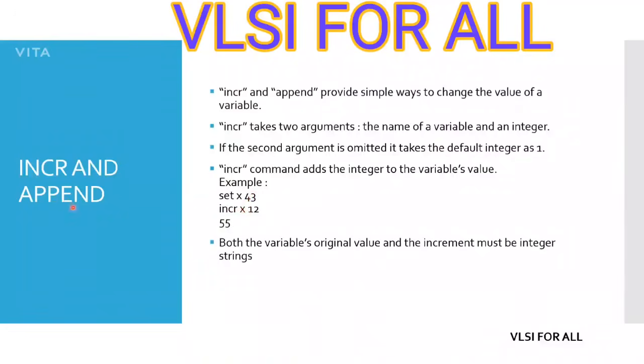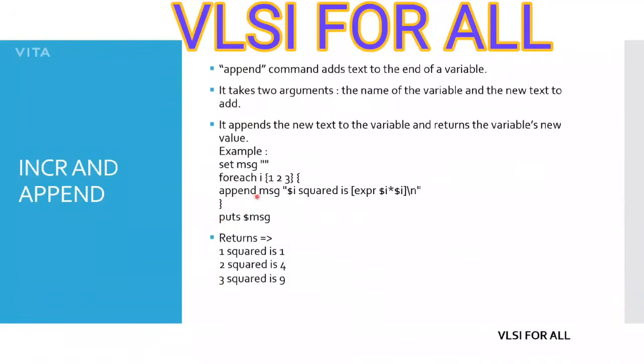Append is another command which is used to add more text. INCR is for incrementing a variable value. If you want to add further values to a variable, then you use the command called append. The append command takes 2 arguments: the name of the variable to which it has to append, and the new text which has to be appended. Here is an example. Set message with empty double quotes, meaning that message is a variable, but no value has been added to message yet.